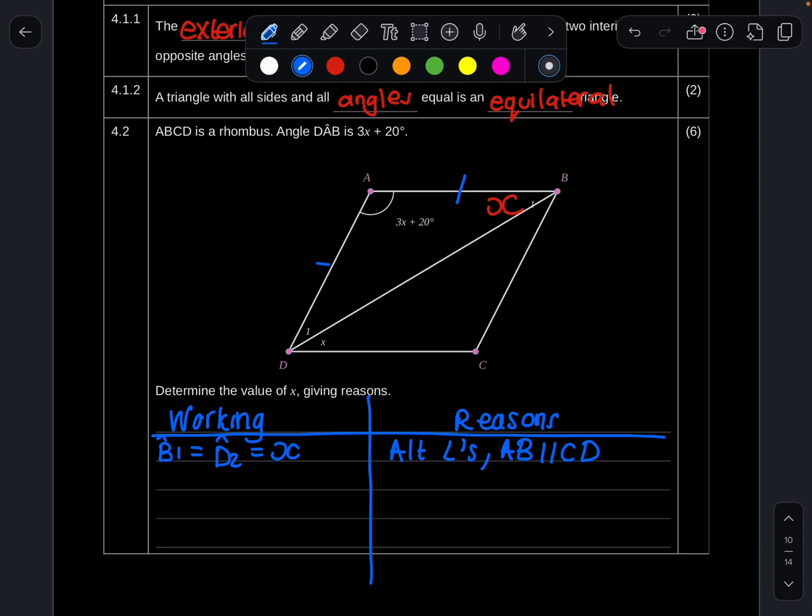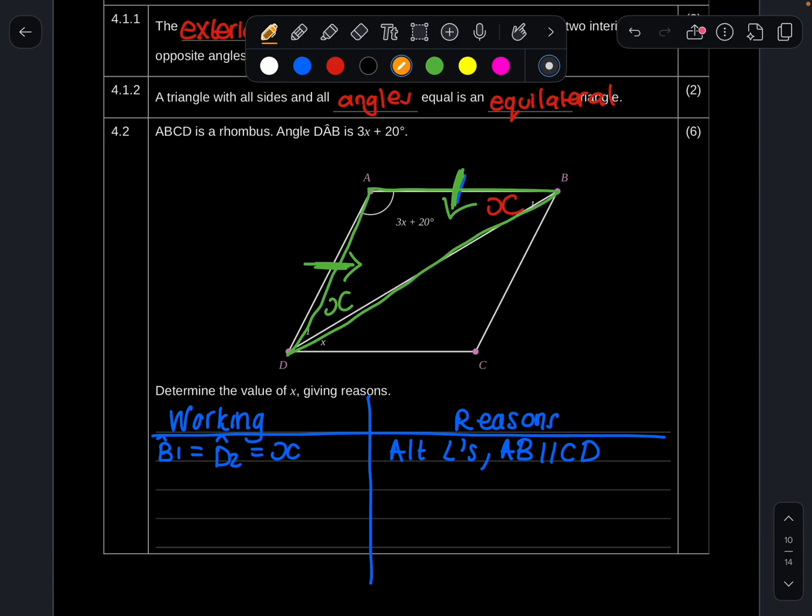So in this specific triangle here, in ADB, we actually have an isosceles triangle. So those sides are equal. And in an isosceles triangle, the opposite angles are equal. So if that one is x, then this one is also x.